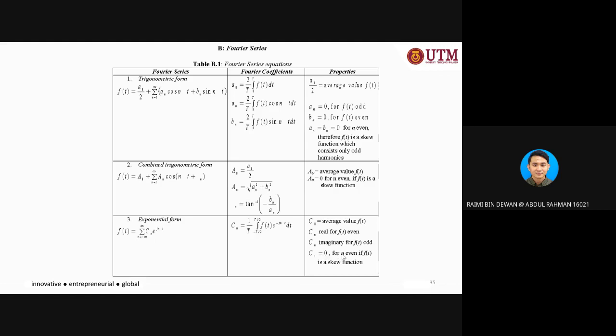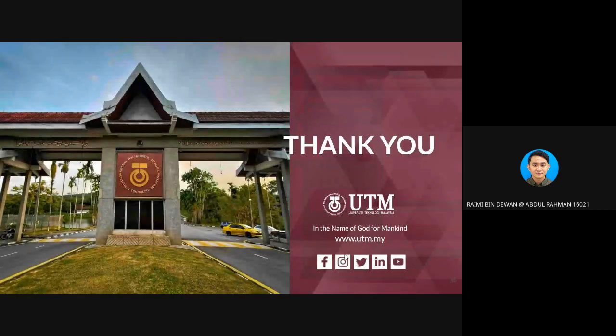Cn equals 0 for n even if ft is a skew function. First, Cn is 0 for n that is even, only if your ft is a skew function. How you do that? It will be like a skew function, only then you can implement it. Okay, with that we finish the class a bit early.